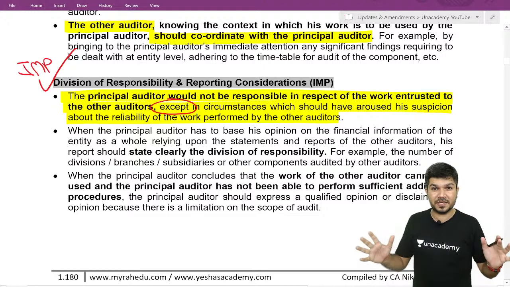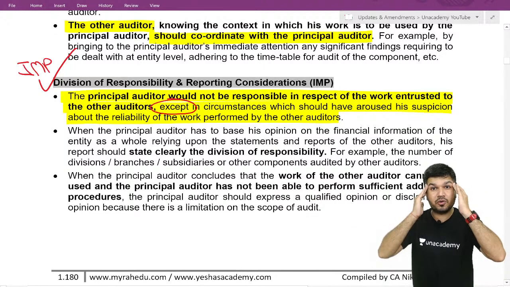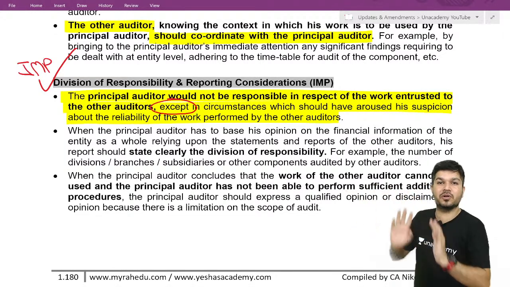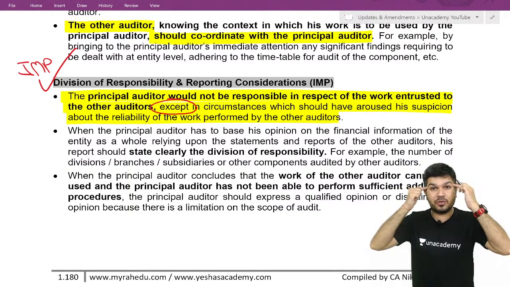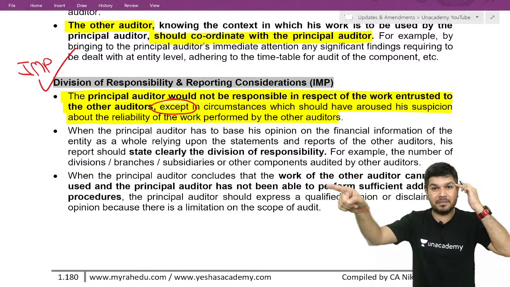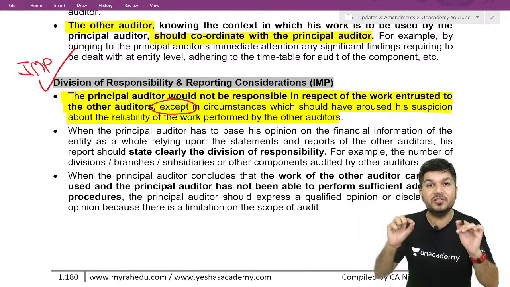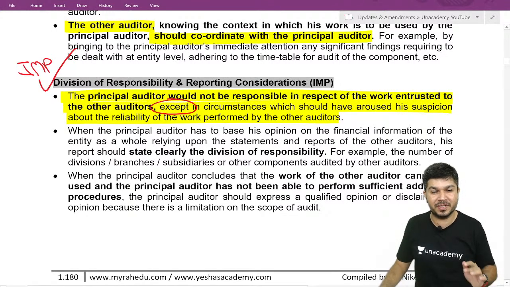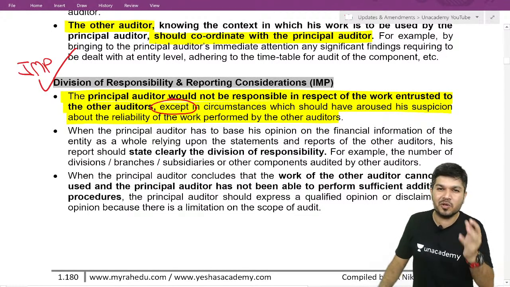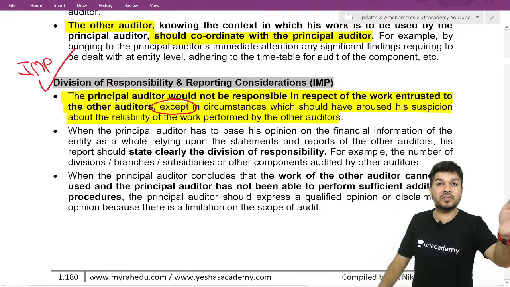There were circumstances which should have aroused a doubt in your mind regarding the work of the branch auditor, that his work is not reliable, and still you relied, then you will be responsible. Otherwise, practically you are not liable for the work done by the branch auditor. He is also a CA. He only will be responsible for his work.